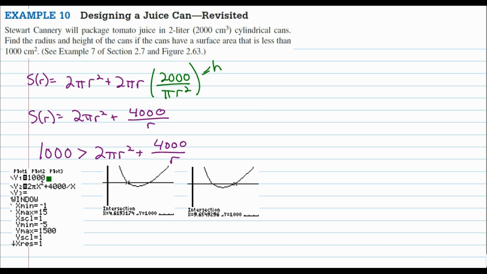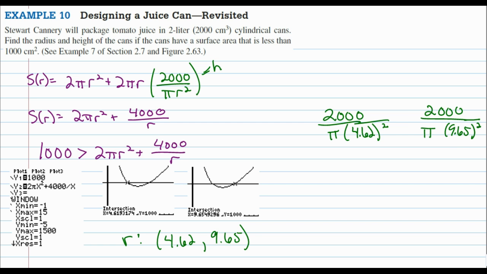So after graphing on my calculator, I put in y1 1,000 and I put in y2 the expression we have for surface area. The actual surface area, the curve, will be below the y value 1,000, anywhere between 4.62 and 9.54 centimeters. So the radius has to be bigger than 4.62 but less than 9.65. So that's the interval for what the radius could possibly be. Now I need to plug those both into the formula for h to find out what h could be. And I'm actually going to use my calculator to help me find those exact values.